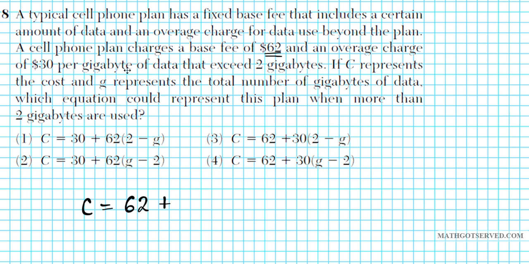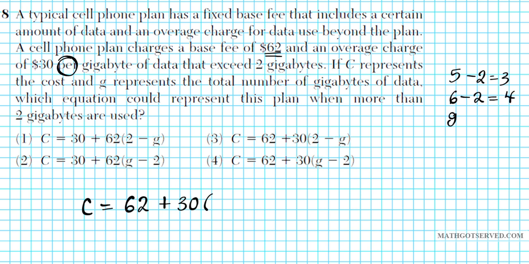$30 per gigabyte of data that exceeds 2 gigabytes. So if you think about per, you're basically multiplying. So we're going to be multiplying 30 by the number of gigabytes that exceeds 2. Okay, so let's say you have 5. By how many gigabytes does 5 exceed 2? 5 minus 2 is 3, right? And we have 6. By how many gigabytes does 6 exceed 2? You subtract, okay? Which is 4.